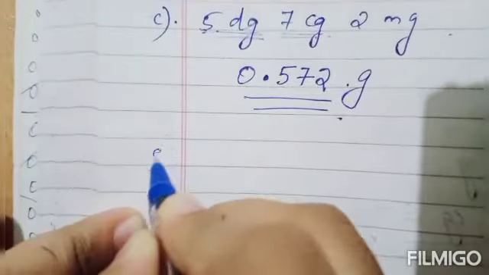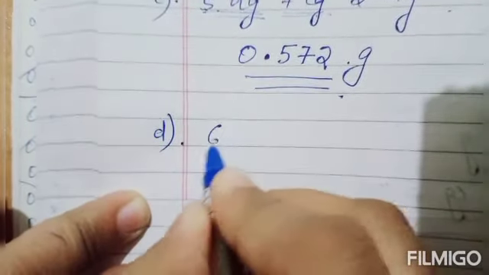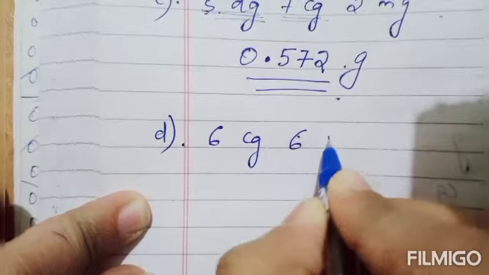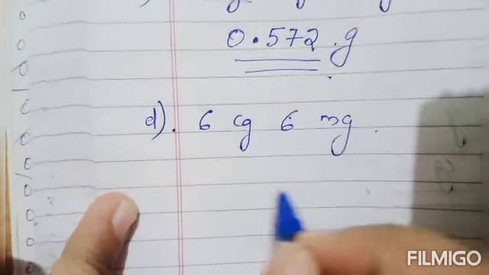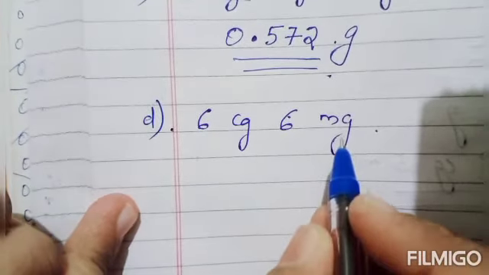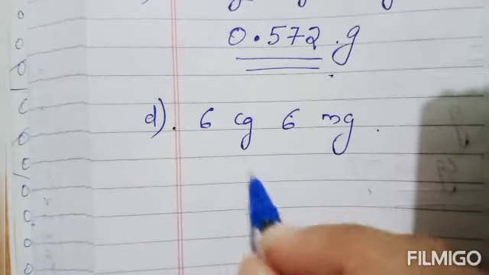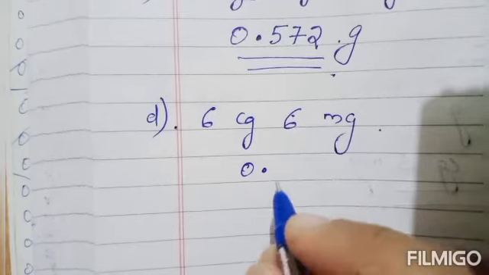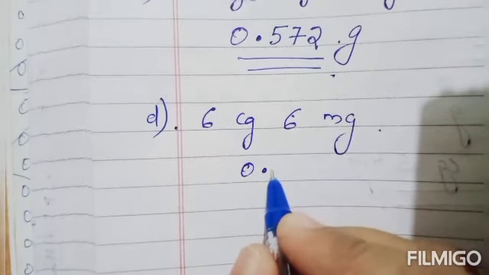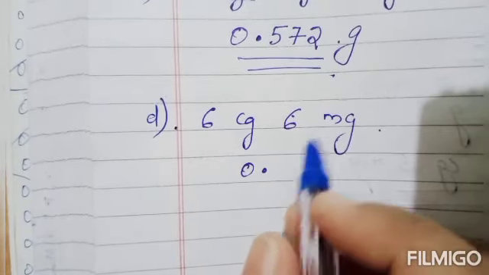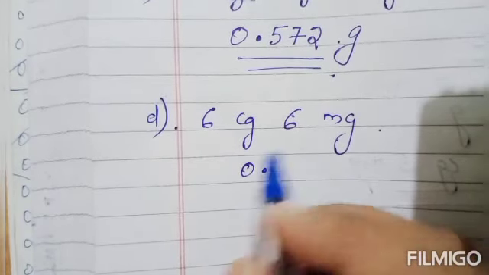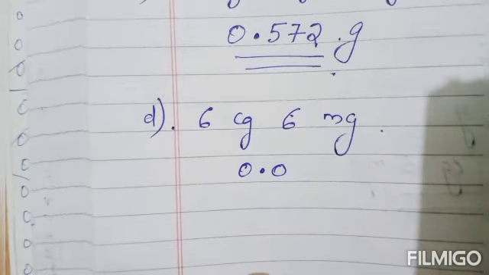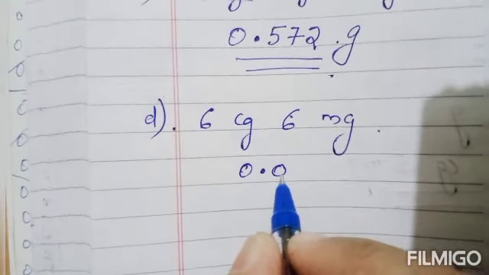Next, D. 6 centigram, 6 milligram. Now how can you write this in decimal notation? Here gram is not given. So before the decimal point it will be 0. Next, 10th place, it is decigram. That is also not given in the question. So the 10th place digit will be 0.